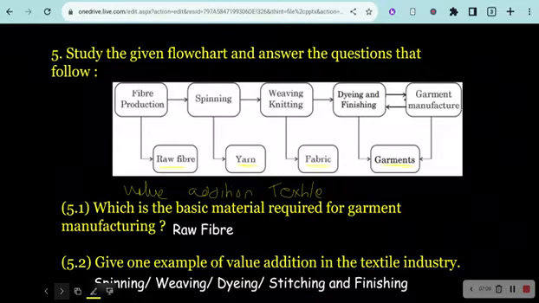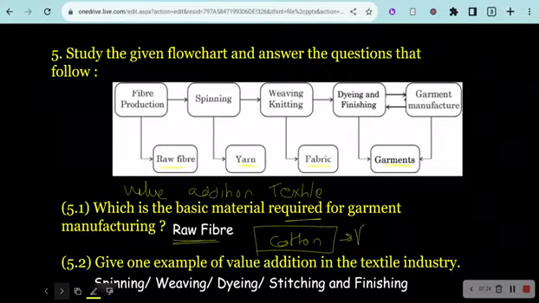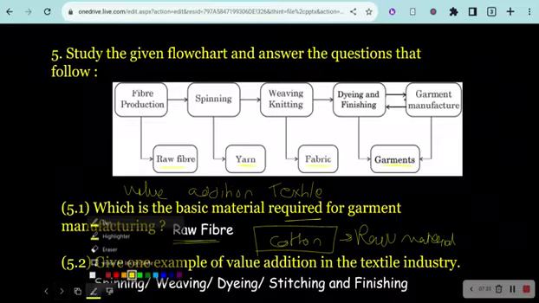correct? So first one, what is the basic material required for a garment? Basic thing in textile is what we need, the raw fiber. If you're making a t-shirt or cloth of cotton, what do you require? You need cotton, right? You need cotton. That will be my raw material. That is my raw material. I need it. For making the things, I need the raw material of cotton, let's say.